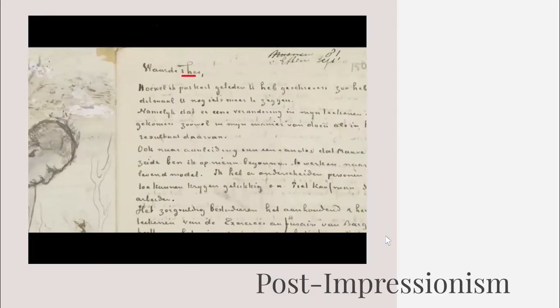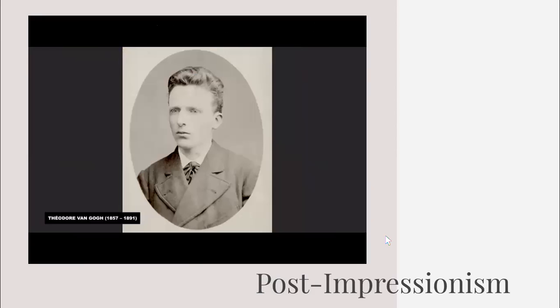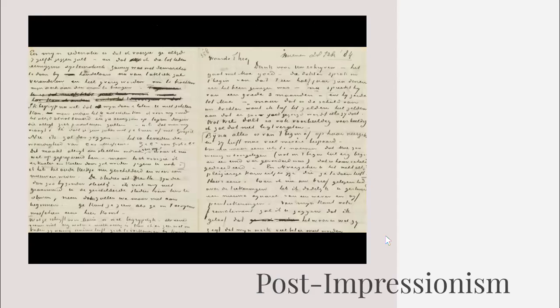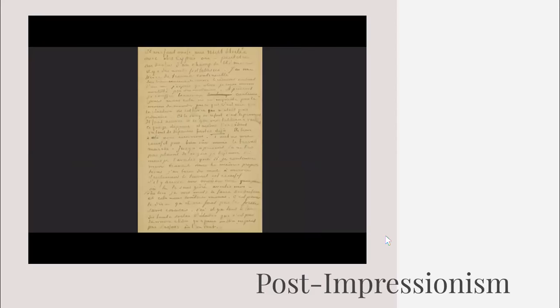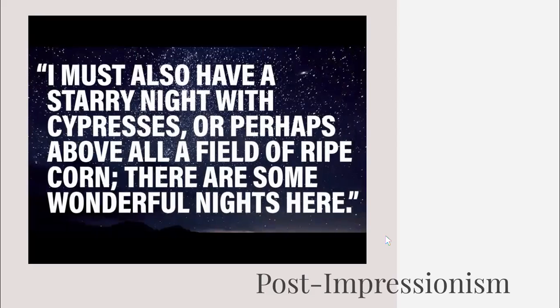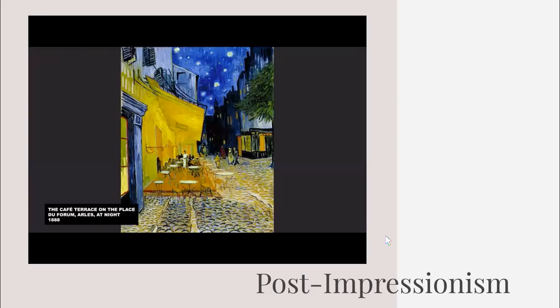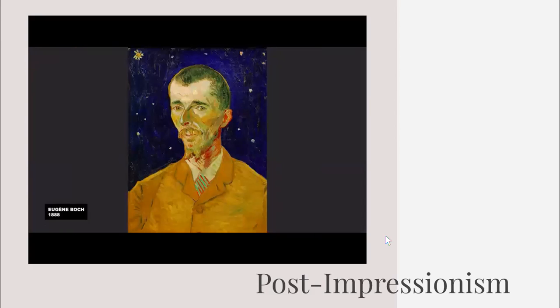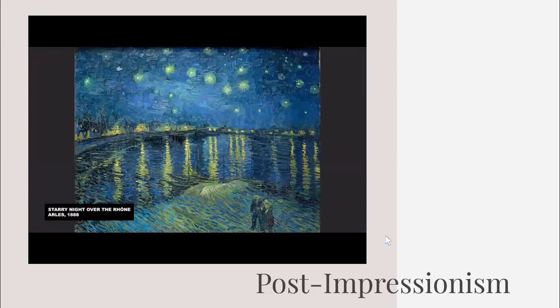Vincent corresponded frequently with his younger brother Theo, who supported him both financially and emotionally. In his letters, Vincent sensitively and eloquently shares thoughts about art, life, and his unrelenting struggle with his mental health. On April 9, 1888, he wrote to Theo, "I must also have a starry night with cypresses, or perhaps above all a field of ripe corn. There are some wonderful nights here." That summer, he painted several night scenes, which he found to be, quote, "much more alive and richly colored than the day." A gaslit interior of Café de la Gare, a portrait of his friend Eugène against a starry sky, and the banks of the River Rhône at night.